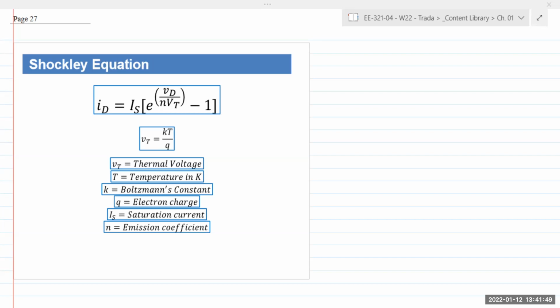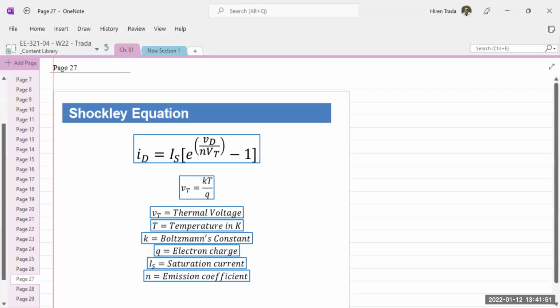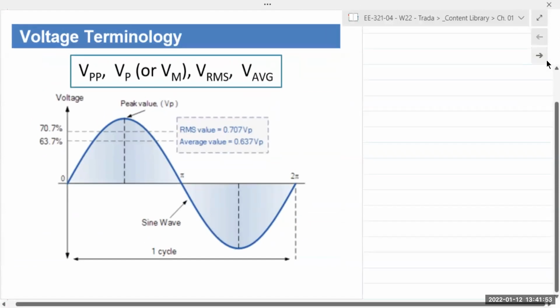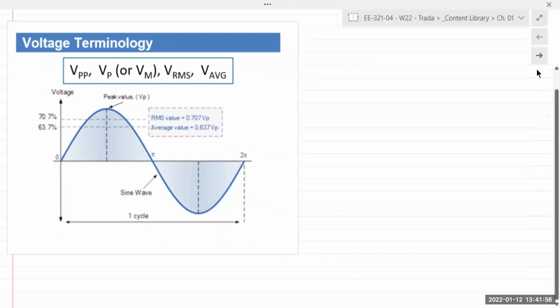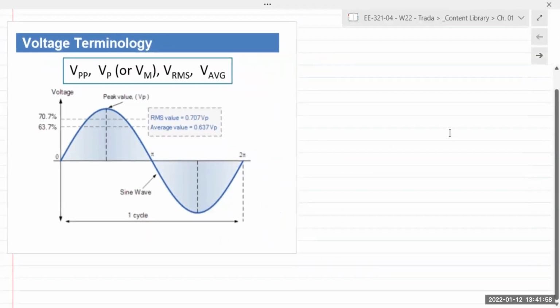Now let's take you back to E201. What does VP stand for? It's right there. Peak voltage, right? What does VP-P or P to P stand for? Peak to peak. I already gave the answer. Or VPP. What does VM stand for? VM? No.